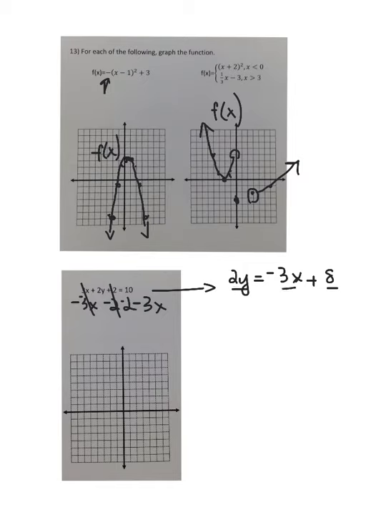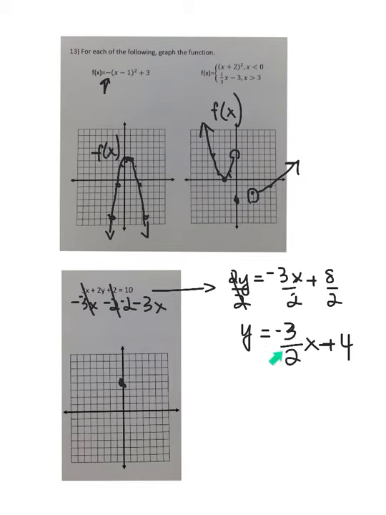Then I'm just going to take everything and divide by 2 so that I can get y by itself. So that's y equals -3/2 x plus 4. Okay, so then I know that my y-intercept is a +4, which would be right there.